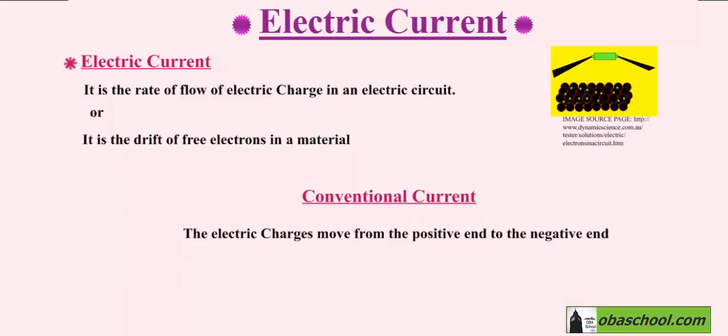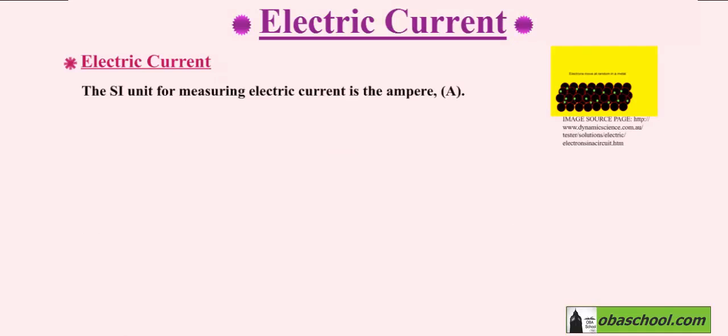This is what we call the conventional current, where the electric charges move from the positive end to the negative end. Now, the SI unit for measuring electric current is ampere. Its symbol is A. But the question here is, how much is 1 ampere?